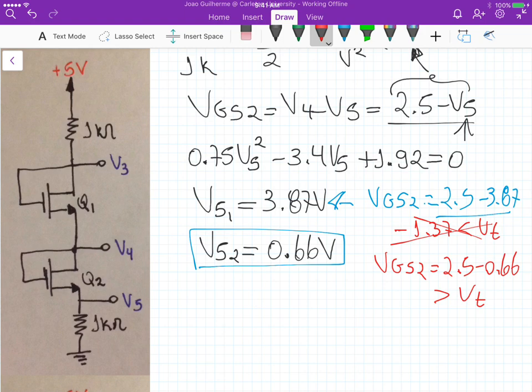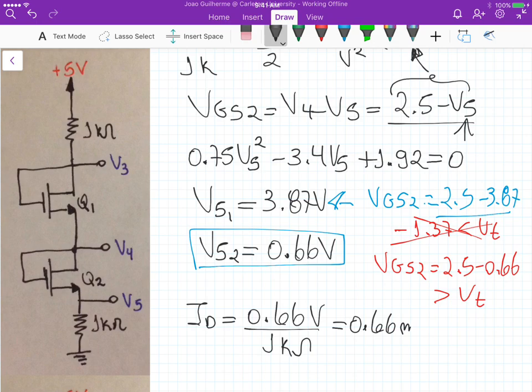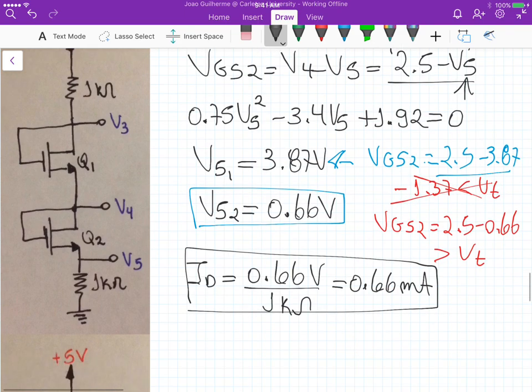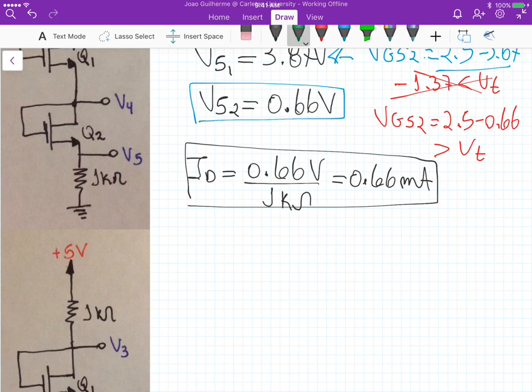And now we can actually calculate the value of ID. So ID is equal to 0.66, right? It's just V5 divided by 1K. And that's 0.66 milliamps. So we got ID, we got V4, we got V5. We still need to calculate V3, okay? And for V3, we know that one of the equations is that V3 is equal to VGS1 plus V4. That's one of the equations that we derived at the beginning of part B.